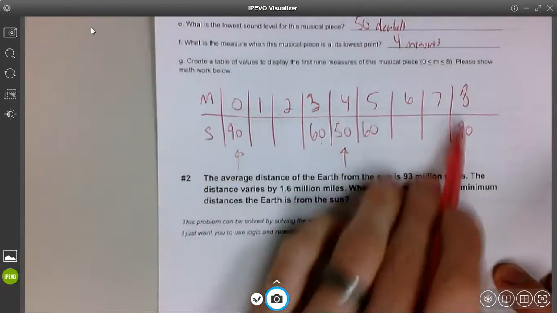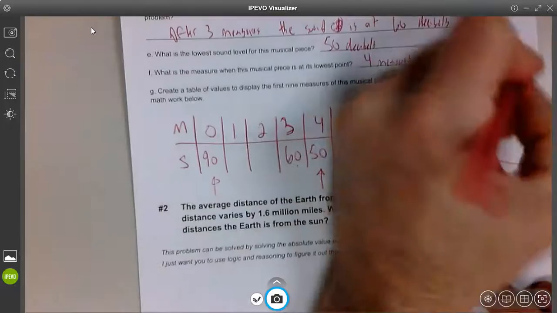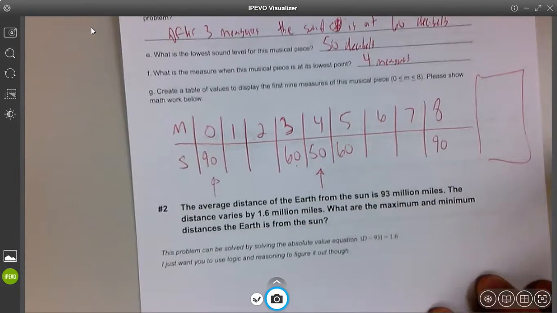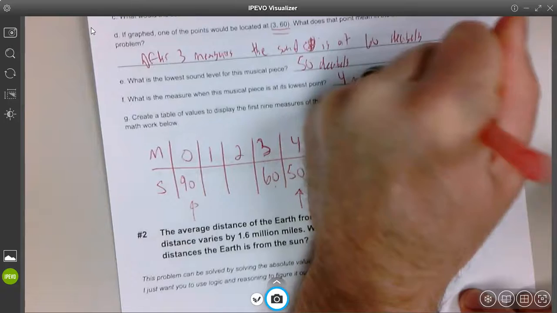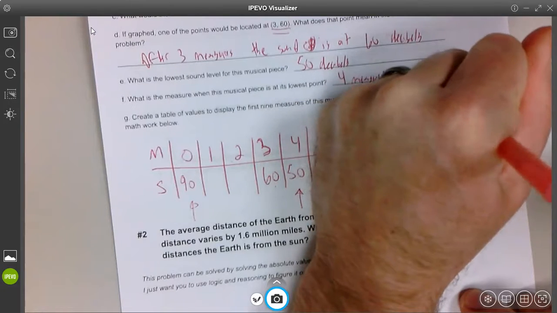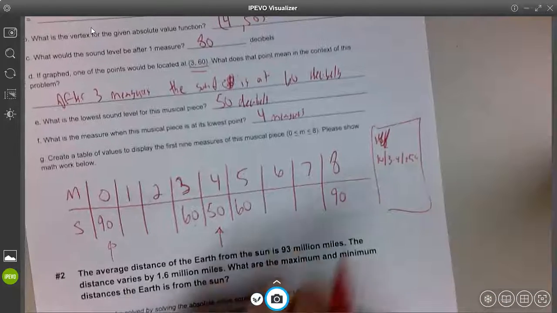I'll let you guys finish filling those out. You need to show me some of your math for some of those, like plug in the number. Here, I'll do it for the 3 one. So it's 10 times the absolute value of 3 minus 4, plus 50. So I'm just plugging a 3 in.